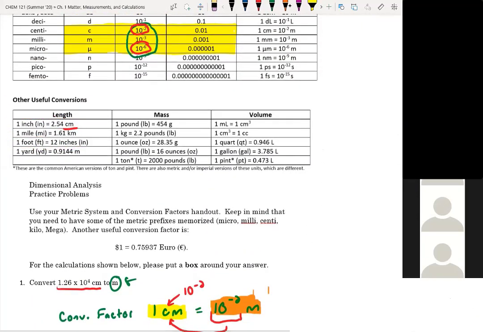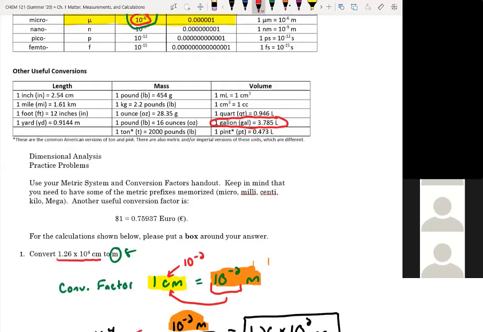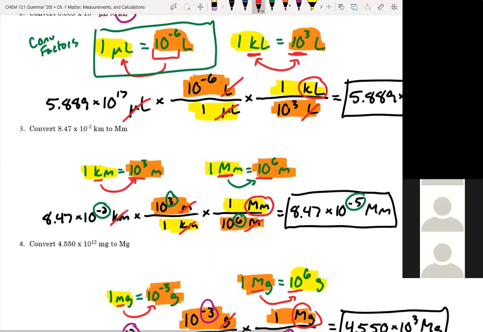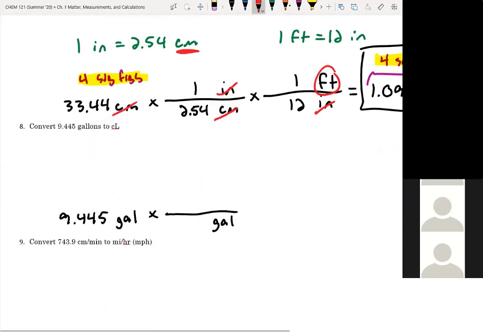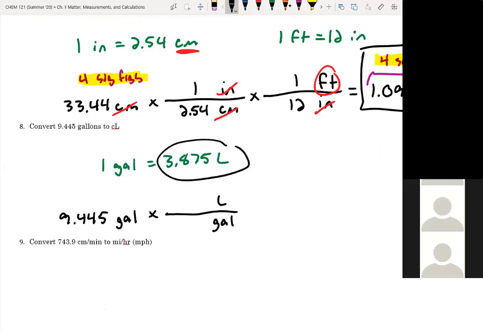And I'm just going to erase all of this, and let's see if we can find gallon in here. So gallon is a volume measurement, and it looks like a gallon is 3.785 liters. So let's go write this down. So 1 gallon equals 3.875 liters. So it looks like we have this ratio, which means liters must be on the top. In addition, the 3.875 should be on the bottom.